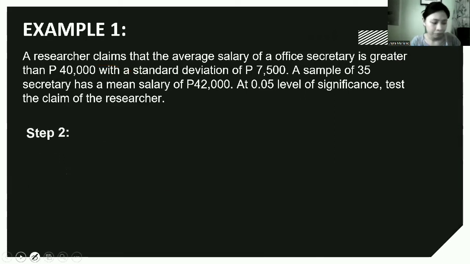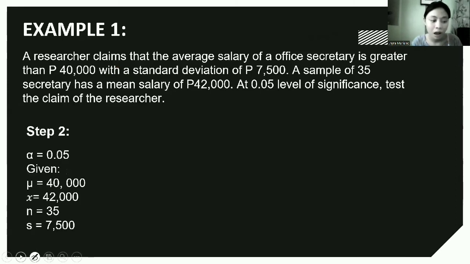So, next step, we will select the level of significance and then we will identify the appropriate test for the samples. So, ayan, level of significance, 0.05. I-list na rin natin yung given. Population mean, 40,000. And then yung sample mean, 42,000. Yung sample size, 35. And then lastly, standard deviation natin is 7,500.